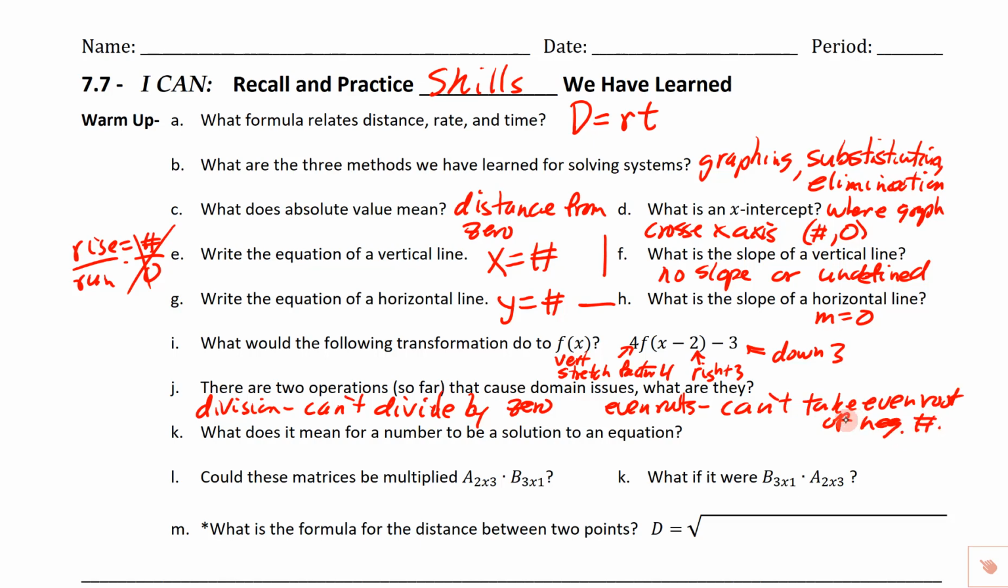Okay? All right, let's see. What does it mean for a number to be a solution to the equation? So if it's a solution to the equation, it makes the equation true. So let's just write makes equation true.